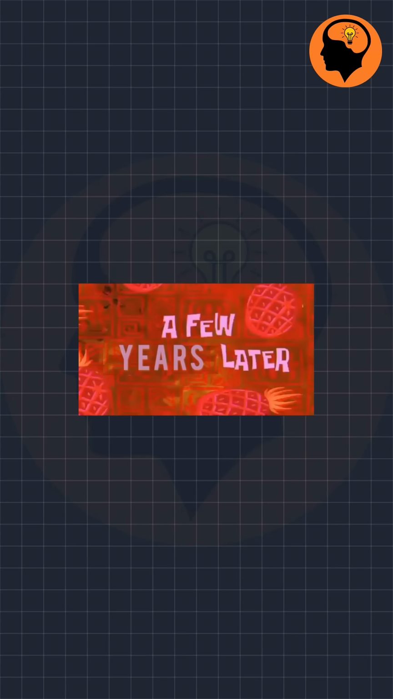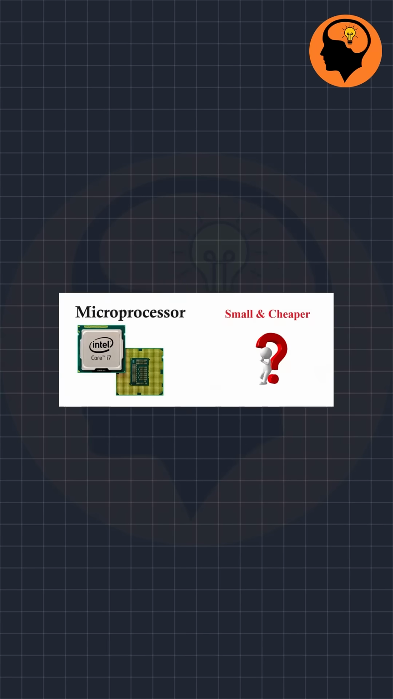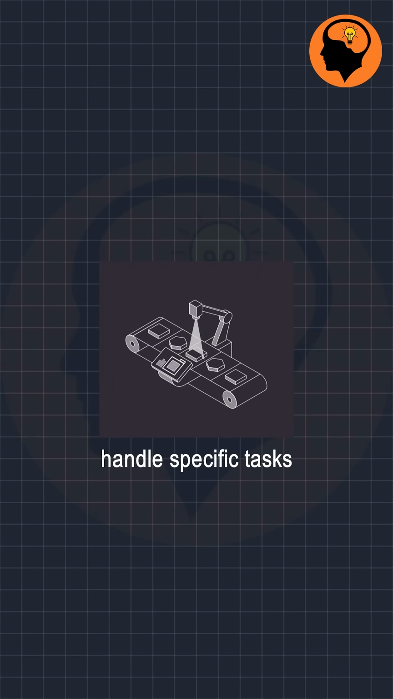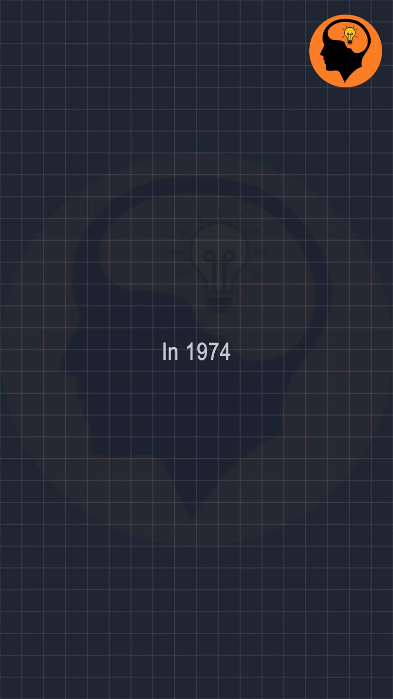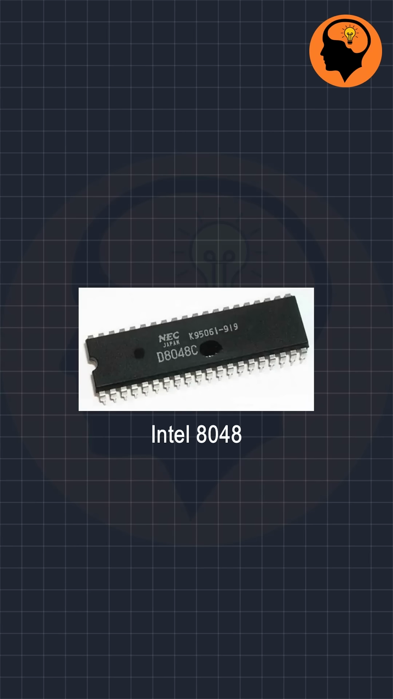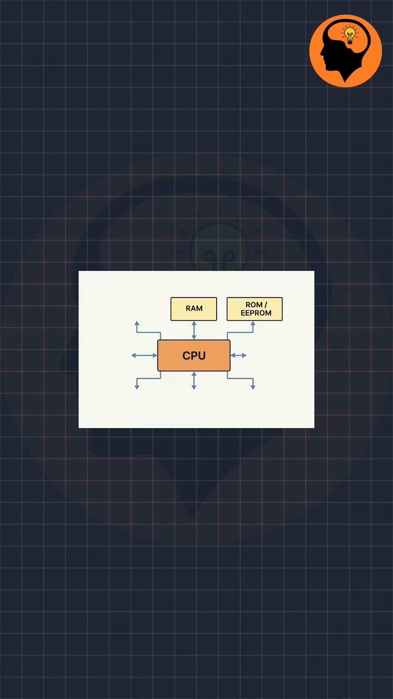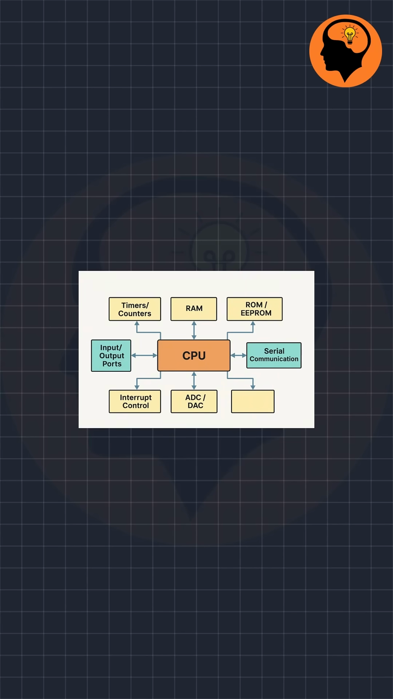A few years later, engineers wanted a cheaper and smaller solution for embedded electronics, which can handle small specific tasks. So, in 1974, Intel released the Intel 8048, the first widely used microcontroller, which packed the CPU, memory, and peripherals all inside a single chip.